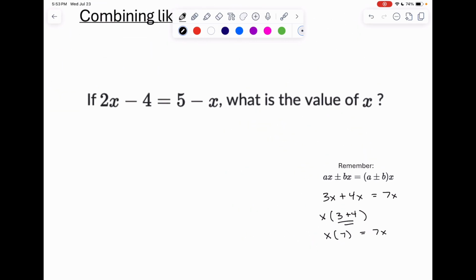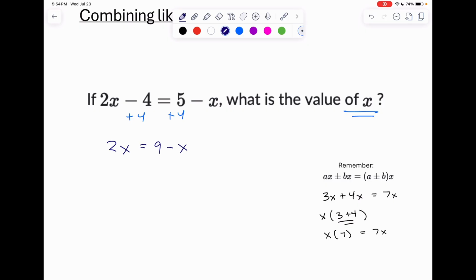So let's look at it over here. If 2x minus 4 equals 5 minus x, what is the value of x? We're trying to find x. Again, you can totally pop this into Desmos, but here's another option for you. If we add 4 to both sides, we can combine our constant terms. We'll have 2x equals 9 minus x.